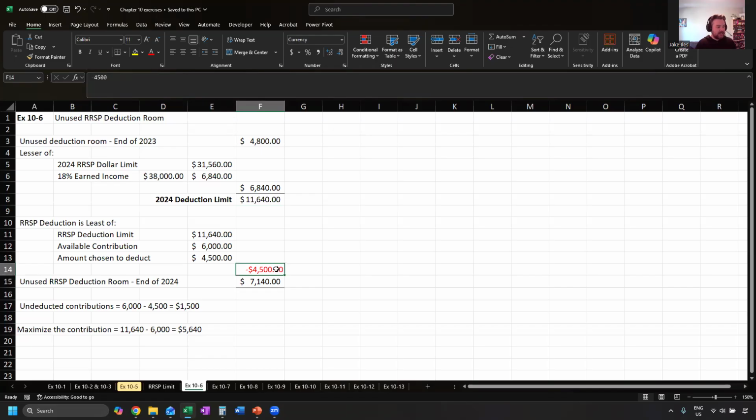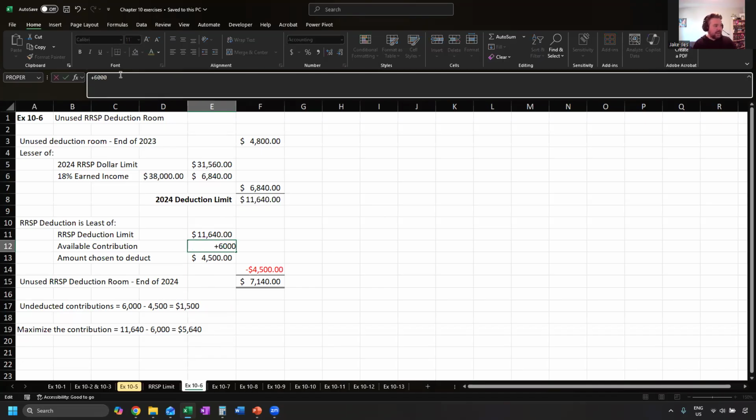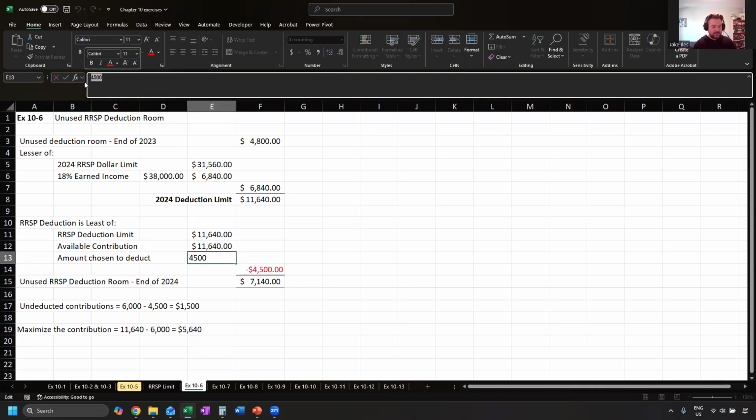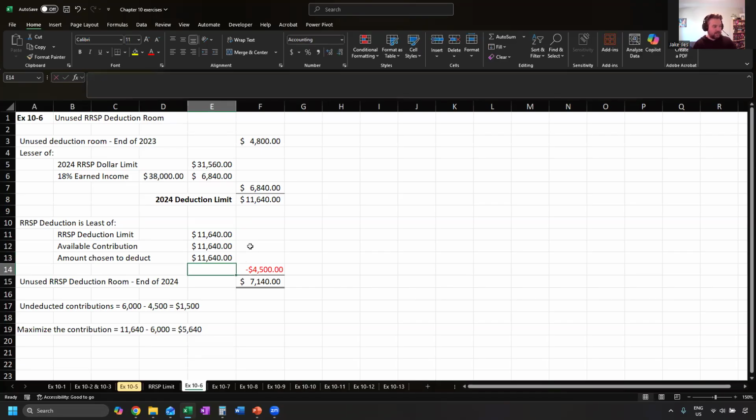With 11,640 available, he deducted 4,500. He has undeducted contributions of 1,500, but let's say he wanted to maximize the deduction. He'll need to add another 5,640 to the account. He's put in 6,000, so he needs to add the difference to get up to 11,640. If he adds 5,640, now his deduction is matching his contribution. Right now he's only chosen to deduct 4,500, but he wants to maximize it, so he chooses to deduct 640.